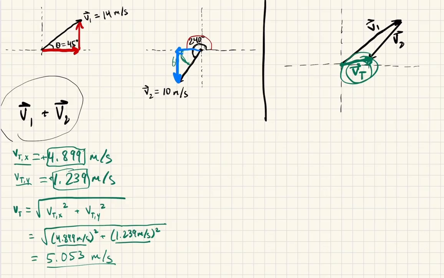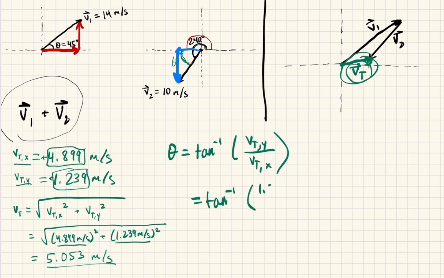Now we're going to find the direction of our resultant vector by doing the inverse tangent of the y component divided by the x component. Okay, those are commas, by the way. And so that would be the inverse tangent of 1.239 over 4.899, which is going to be 14.2 degrees, okay?